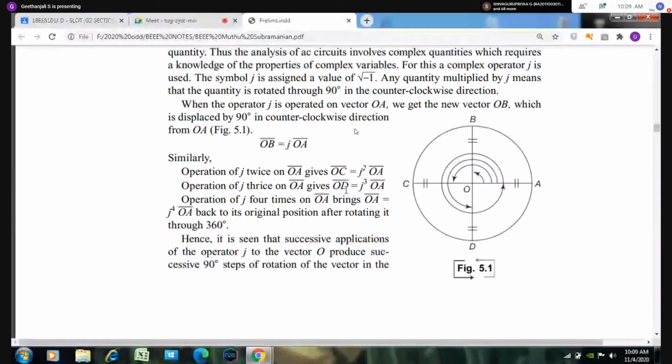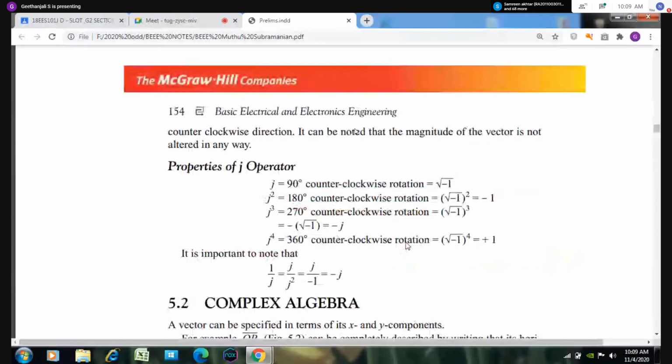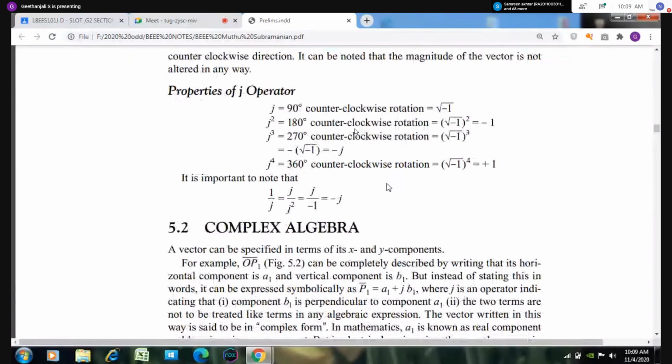Then what about OD? 270 degree, so J cube: 90, 90, 90, so 3 times. So J cube into OA. Next, when we reach OA again, it is J4 into OA. 4 times shift: 90, 90, 90, 90, so 360 degree. What we conclude is J is equal to 90 degree counterclockwise, which means anti-clockwise. A 90 degree phase shift means it should be multiplied with J. The value of J is square root of -1.